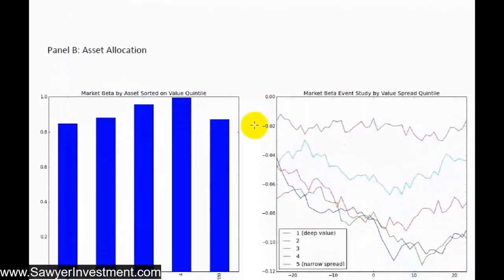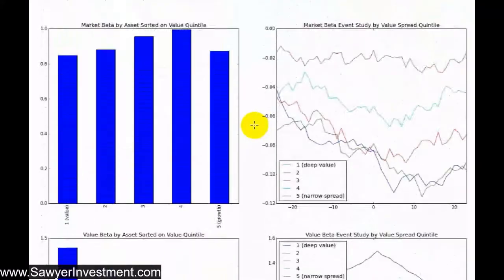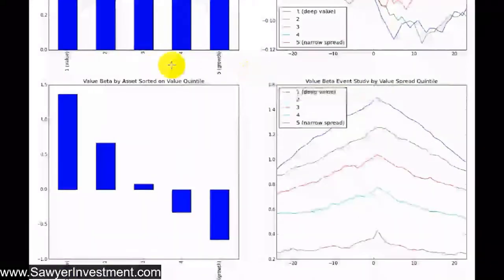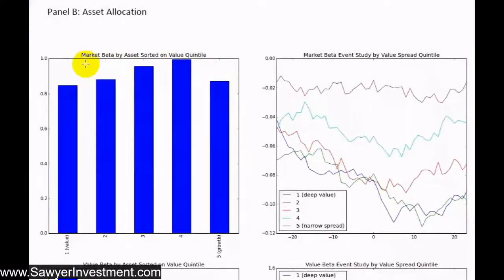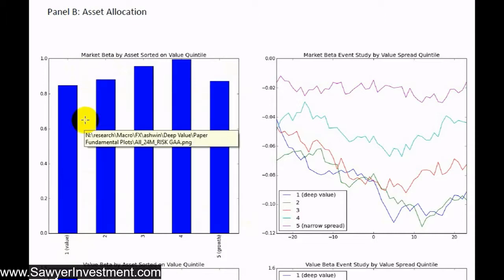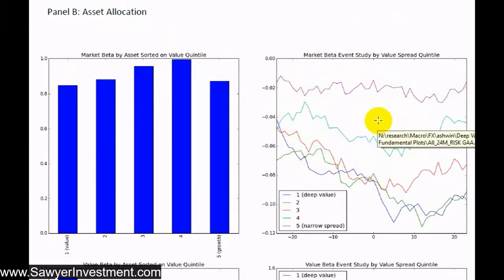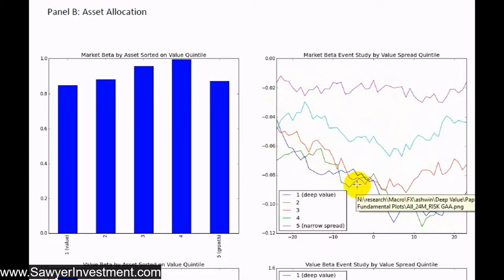Moving on down, we have the asset allocation selection, where they did the exact same studies with market betas and value betas. And we see the market beta isn't necessarily as conclusive, but since it's close to a market beta of 1, the returns in each of these buckets are closely related to the returns of the individual markets of each asset class. Moving over to the side, the market betas for the asset allocation are pretty close to 0, so unrelated to market returns.